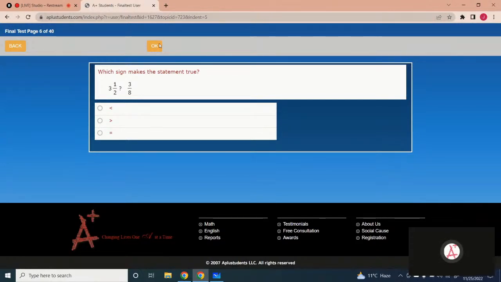Okay, you have to compare them. 3 whole 1 by 2 and 3 by 8. So which is greater? No, not 6 by half. It would be 5 and half. You have to subtract, not add. You are adding half. Yes, it is 5 whole 1 by 2. Okay, which is the correct option? 3 whole 1 by 2 is greater, less, or equal to 3 by 8.